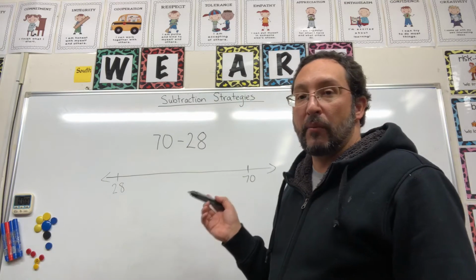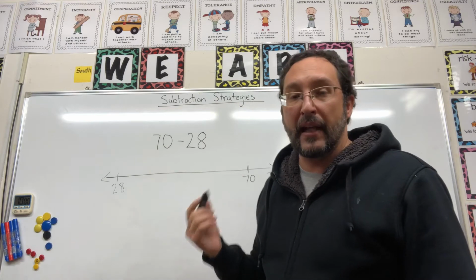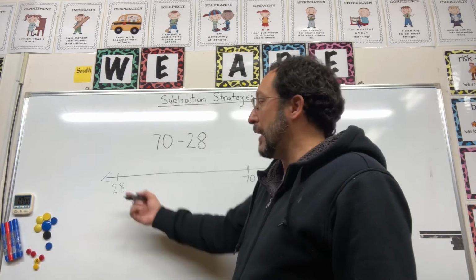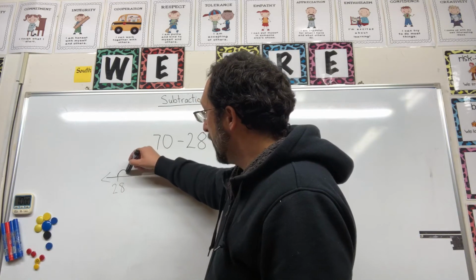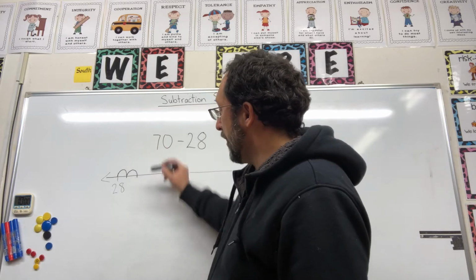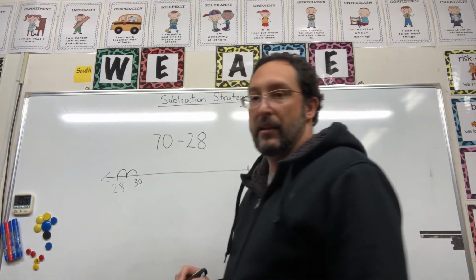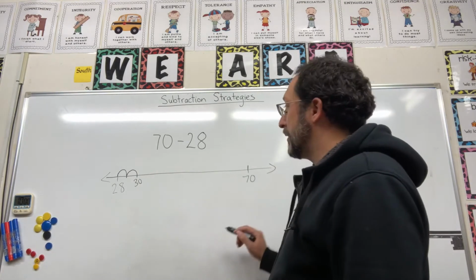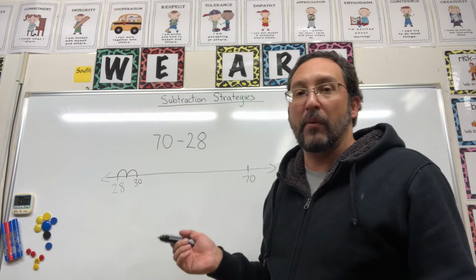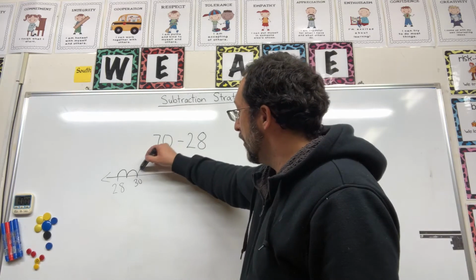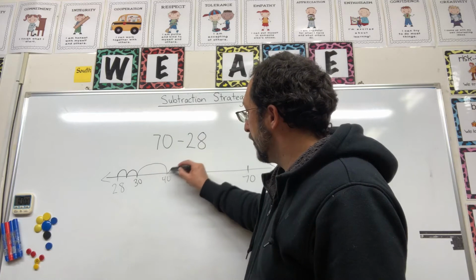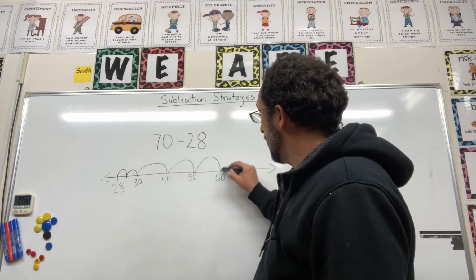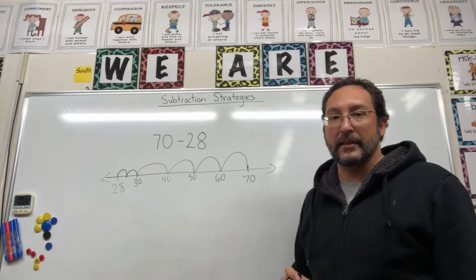How do I use a number line? Well, I know that counting by tens is really easy. So I want to go from 28 to the next 10. If we add on ones, 29, 30. 30 is our next 10. Then I want to go from my 30 to my 70. And now, instead of counting by ones, we can count by 10. So 30, 40, 50, 60, 70. It gets us there.